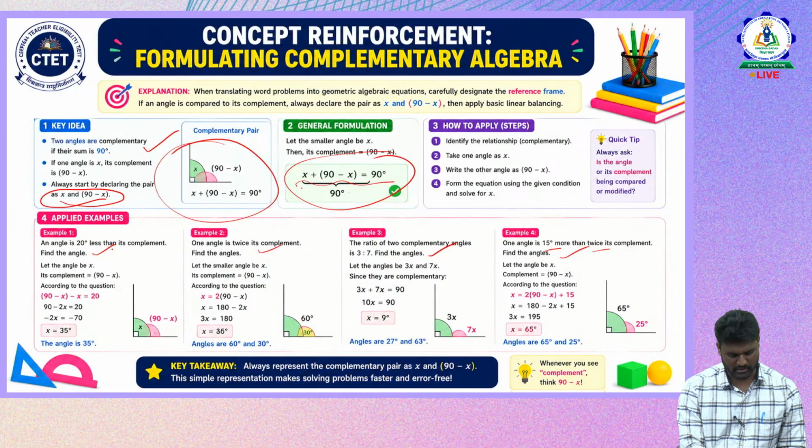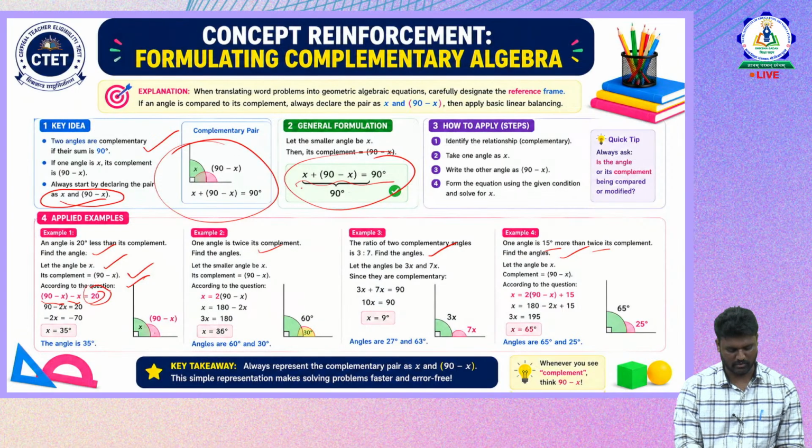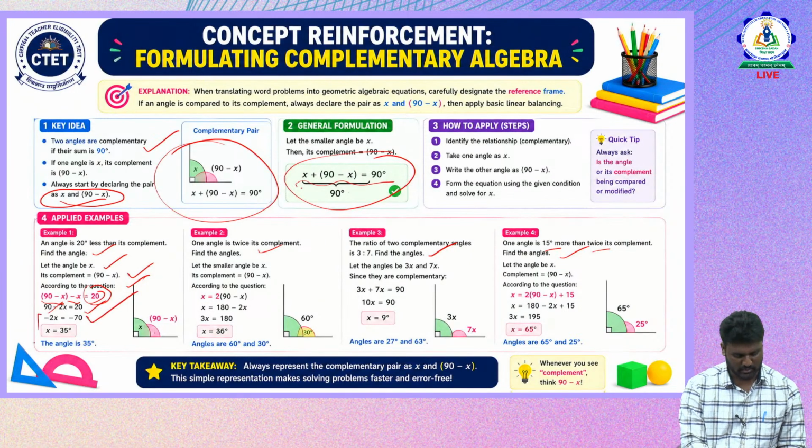An angle is 20 degrees less than its complementary. Find the angle. We don't know that. Let the angle be x and its complementary will be 90 minus x, based on the formula. Now according to the question, the angle is 20 degrees less than the complementary angle. This is the complementary angle, and the angle is less than it by 20 degrees. Now if you simplify this, 90 minus x minus x gives 90 minus 2x equal to 20. Now minus 2x is equal to 20 minus 90. If you bring 90 to the RHS side, that will become minus 70, where minus and minus will get cancelled.